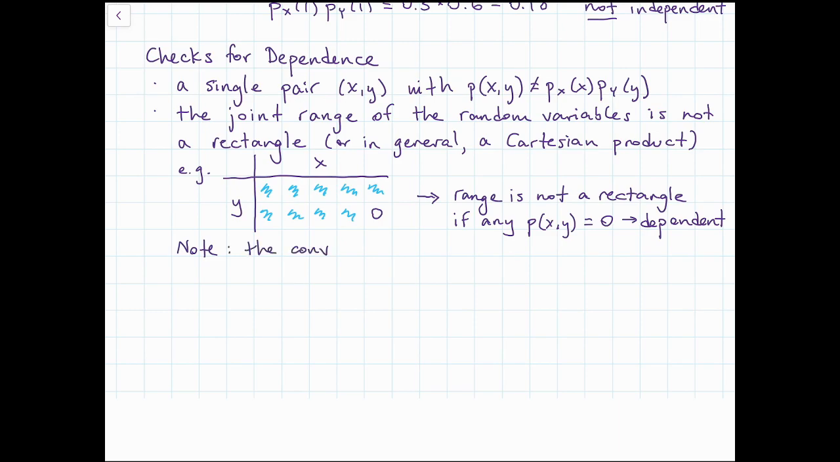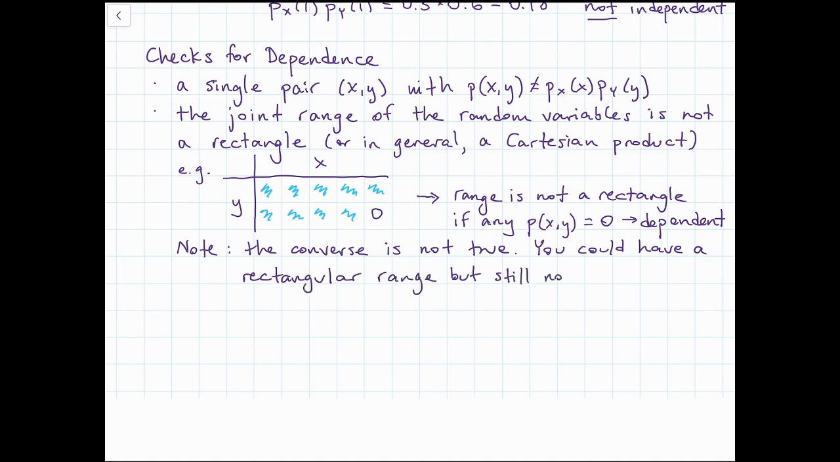which means that we have dependence. But be careful, the converse is not true. We could have a lovely perfect rectangular range, but still have dependence. In fact, the example we just did had that.